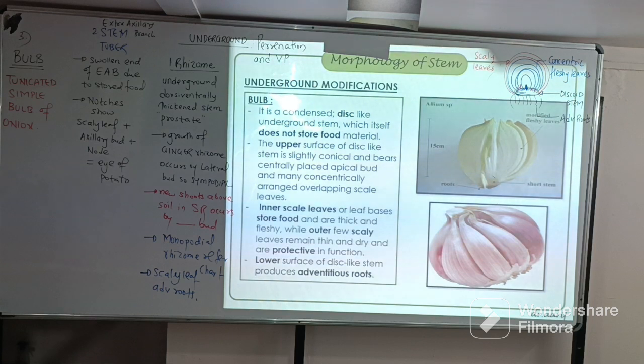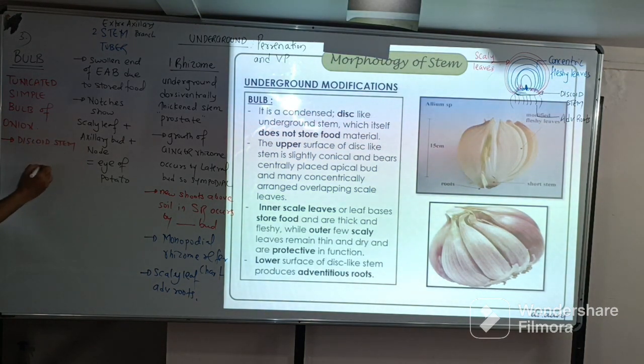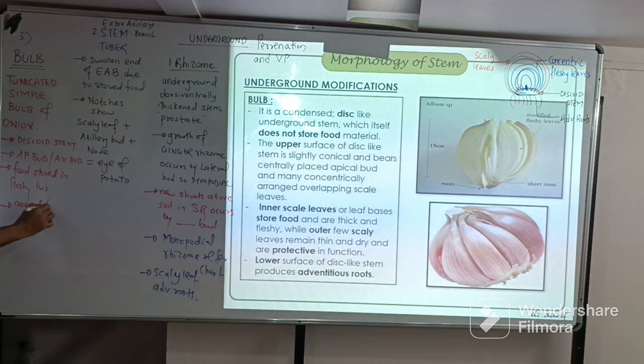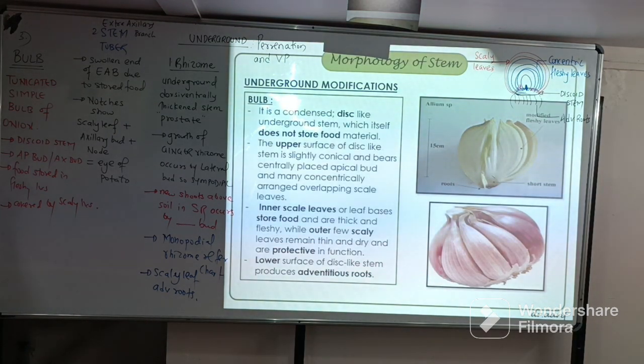Okay, and what are the features we just saw? It shows the presence of a discoid stem. It shows the presence of apical bud and axillary bud, and importantly, the food is stored in which part? Fleshy leaves, and it is covered by which leaves? Scaly leaves. Do you all follow what I am trying to tell you? Yes. Did you understand?